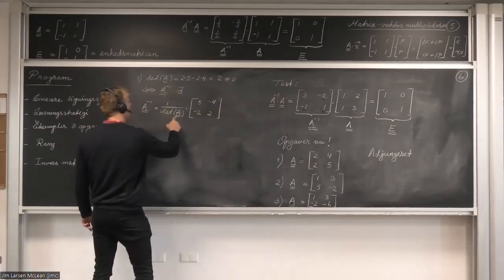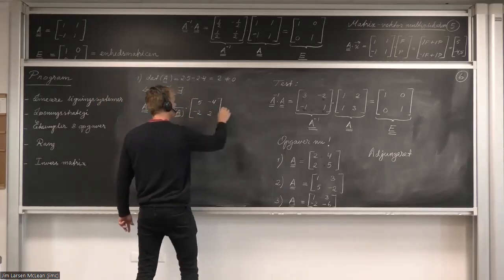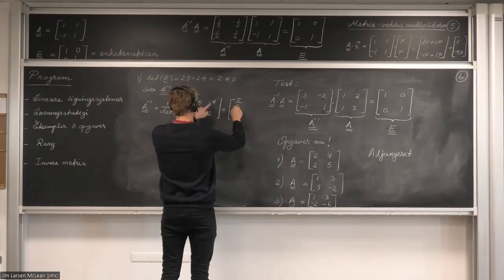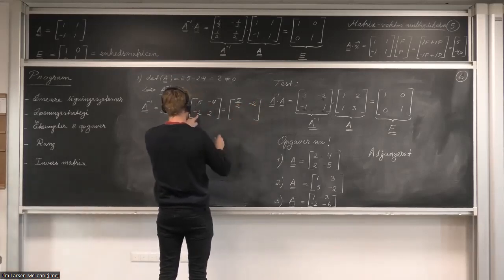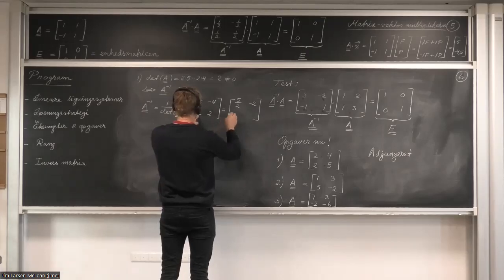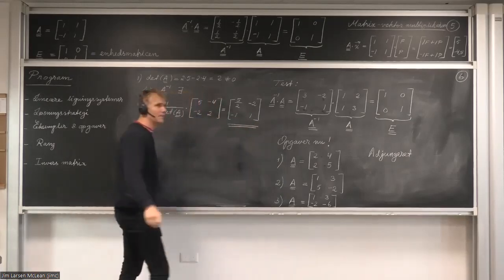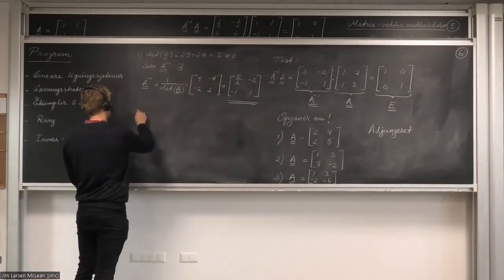And this gave 2. So here it actually says 1/2. So I have to multiply by 1/2, and therefore I get 5/2 here. Minus 4/2, also known as minus 2. And here I divide by 2. So that gives negative 1 and 1. So that should be the inverse. Do you agree? So that was the first task.